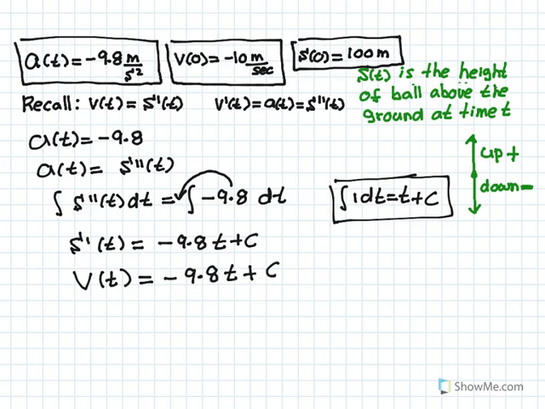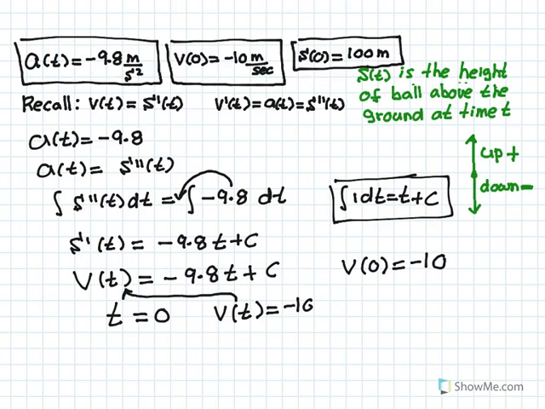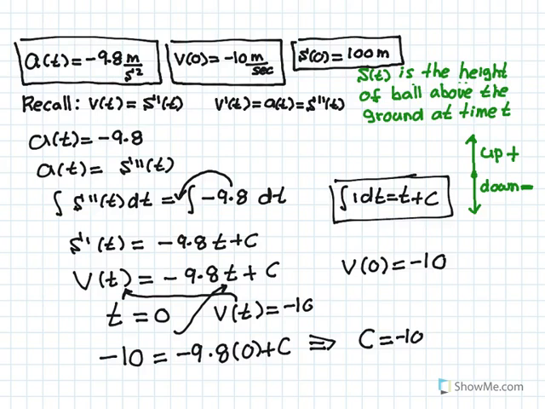But we know the initial velocity. V of 0 is minus 10. That means when time is 0, v of t, the velocity, is minus 10. So let's substitute v of t is minus 10 and t equals 0 into the velocity function, and we get minus 10 is equal to negative 9.8 times 0 plus c. That means the constant c is equal to minus 10. So let's rewrite the velocity function to be equal to negative 9.8 t minus 10.